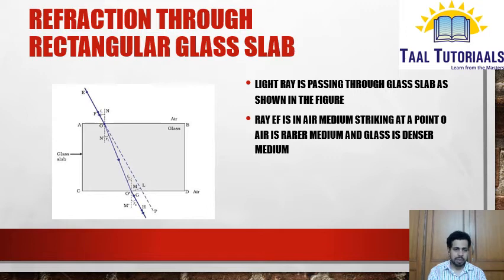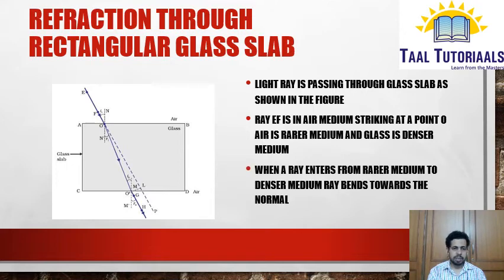On the glass slab we have just marked the normal, that is N dash. We have also marked I1 and R1. I1 and R1 are the angle of incidence and angle of refraction. So when a ray enters from rarer medium to denser medium, the ray bends towards the normal. So obviously you can say that I1 is greater than R1. Just now we have studied that. So the light ray bends towards the normal.